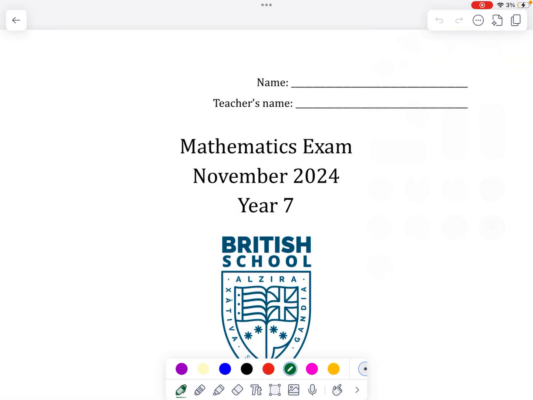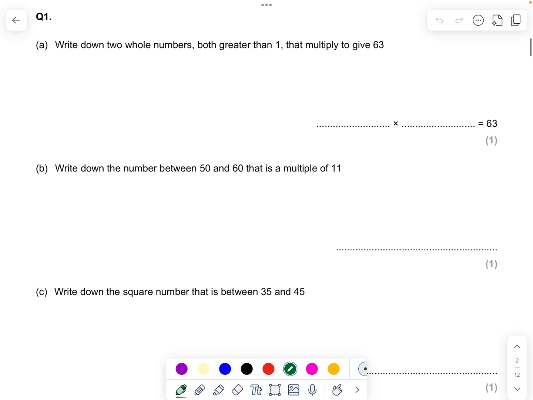Okay, let's go through the paper. Okay, write down two whole numbers, both greater than 1, that multiply to give 63. You could have had 3 times 21 or 9 times 7. Both will give you 63.